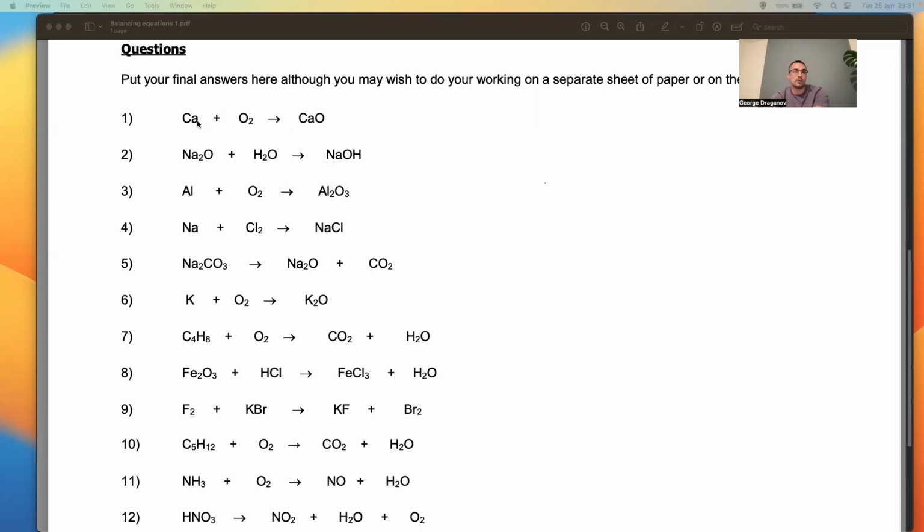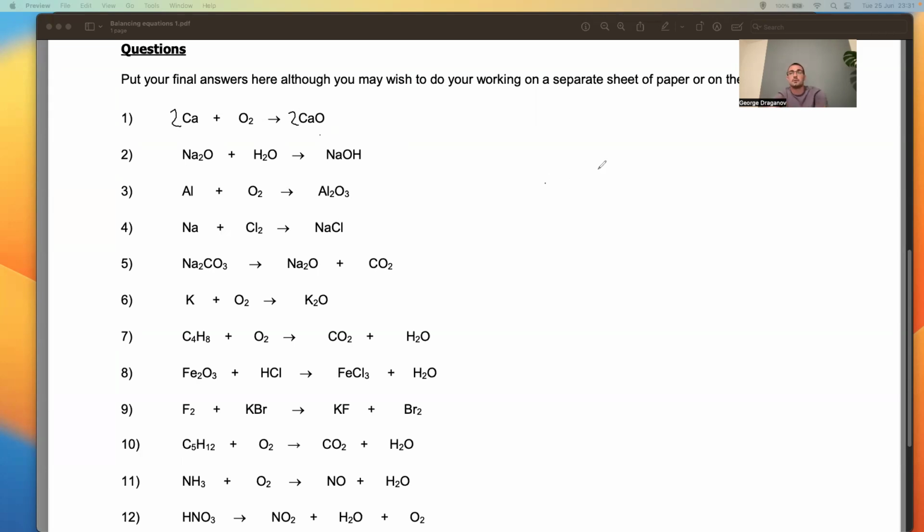So here we have 1 calcium, 2 oxygens, 1 oxygen. Now, you're not allowed to put little 2 here. You're not allowed to put little subscript numbers. You have to put a big 2 in front. Now, that will mean that everything to the right of it is doubled. So not only is the oxygen doubled, but the calcium. So you have to put a 2 here to multiply the calcium.